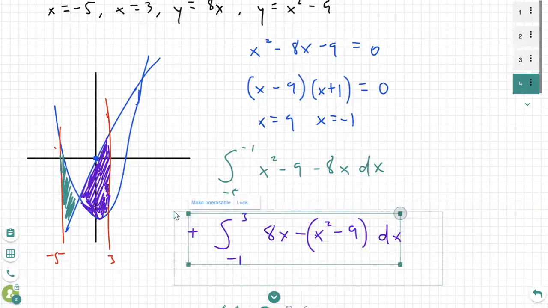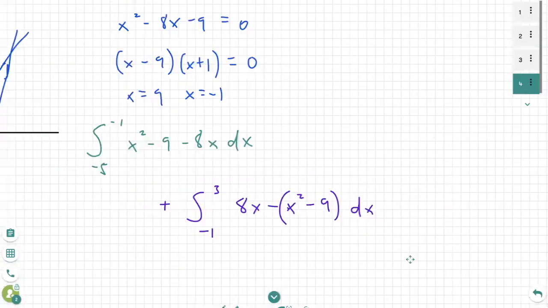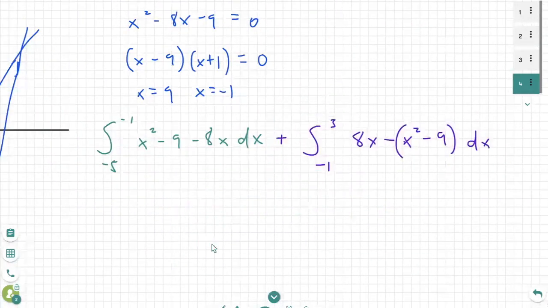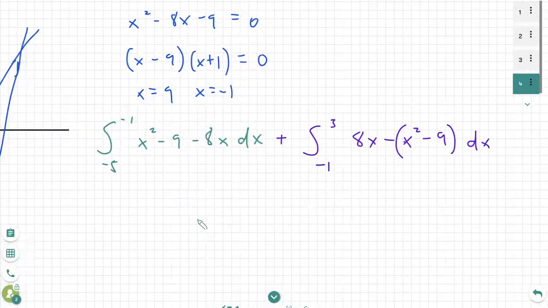Okay, now let me find the antiderivatives of those equations, for each of these. So what's the antiderivative of the first integral? X to the third over 3, and then 9x minus 4x squared. Okay, yeah. And then what would you do with this? Then you plug in the -1 and the -5.